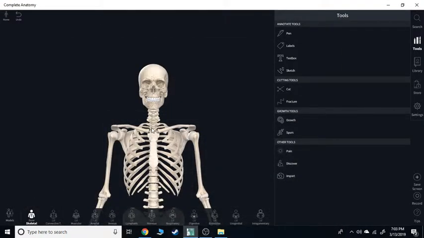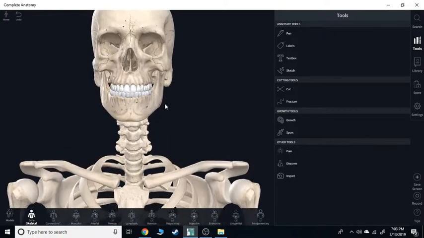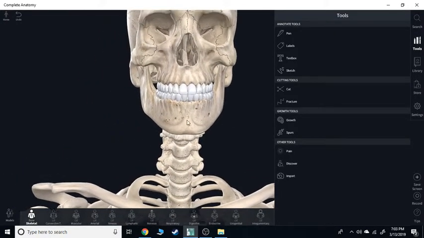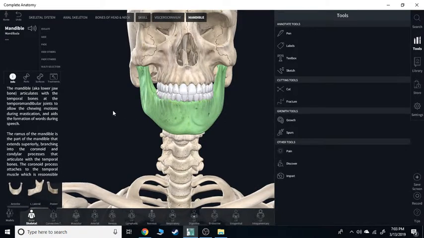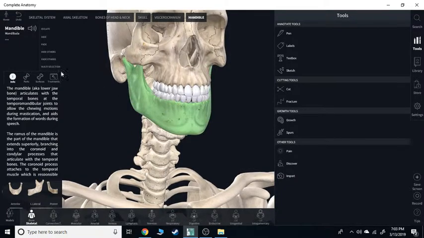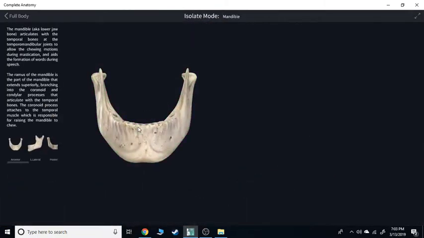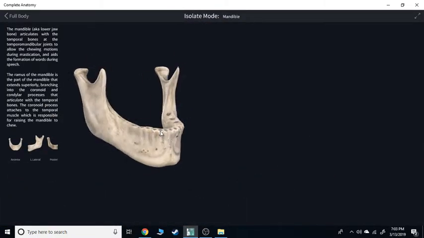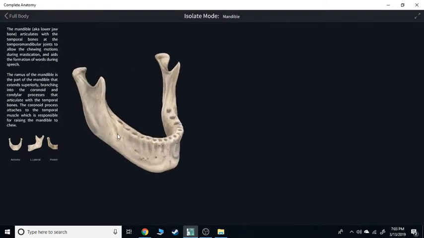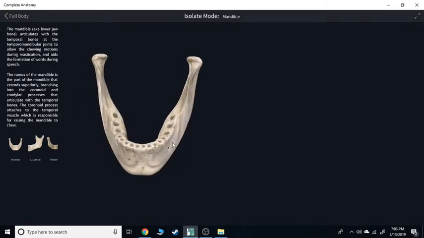Kinda mad. Anyway, we're gonna do the facial bones now. There are 14 facial bones. The first one we're gonna work with is the mandible. There are lots of parts of the mandible. First, we're gonna isolate it so we can look at the body. The body is this horseshoe portion which contains the sockets for the teeth.